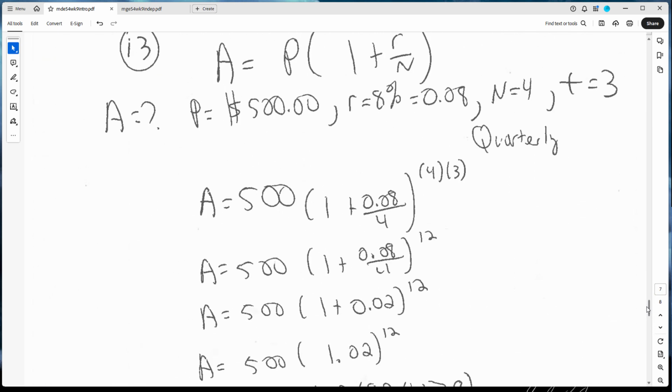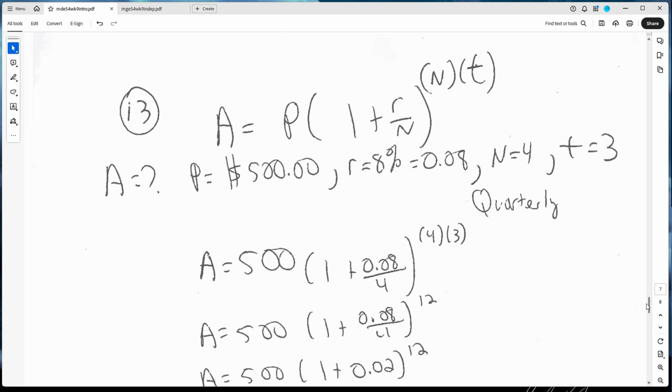This is one I did here. I didn't do all of them, just one of them. The first thing I did was write out my formula. The future value is A, P is the principal, and the interest rate R is 8%, as a decimal 0.08. N is equal to 4 in my case, that's quarterly, and T is equal to 3. So I wrote up my formula and assigned values to the variables.